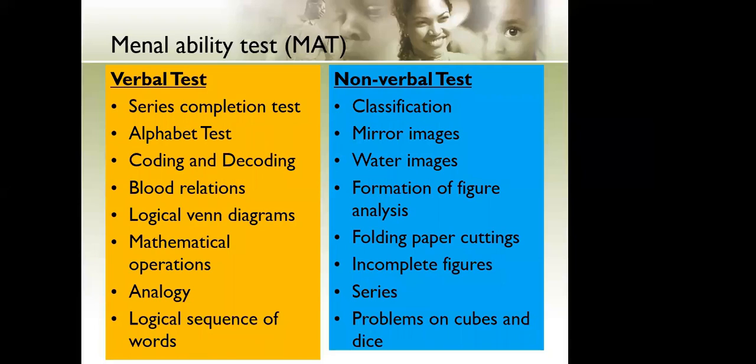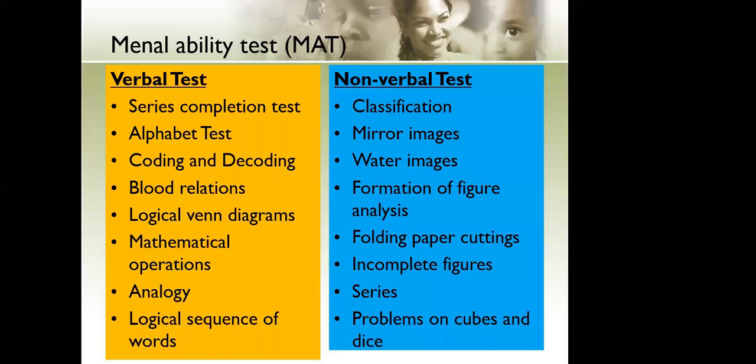The next one is blood relations. You know that we have different kinds of blood relations like brother, sister, niece, so many relations. So you have to identify the blood relations among the given question. And the next one is logical Venn diagrams. Actually, these are very crucial questions in the examination. Logical Venn diagrams are based on set theory concepts. So that I will discuss later.